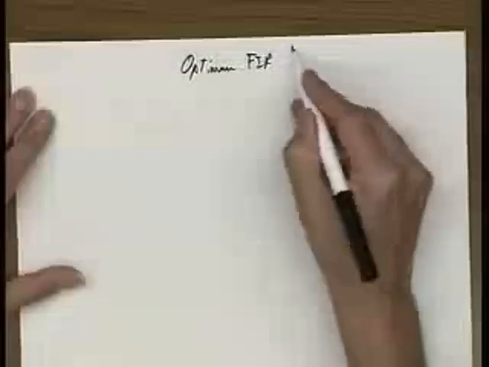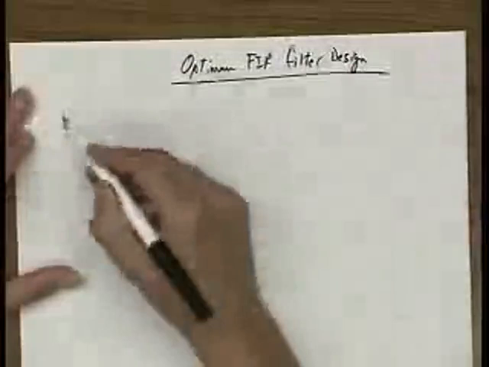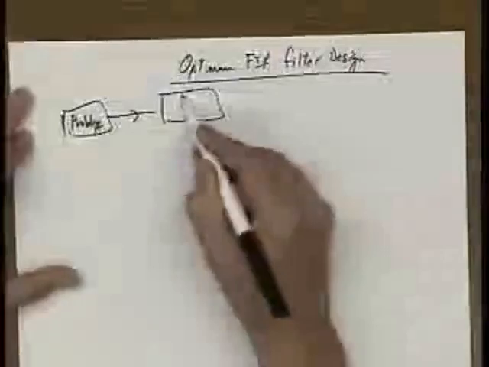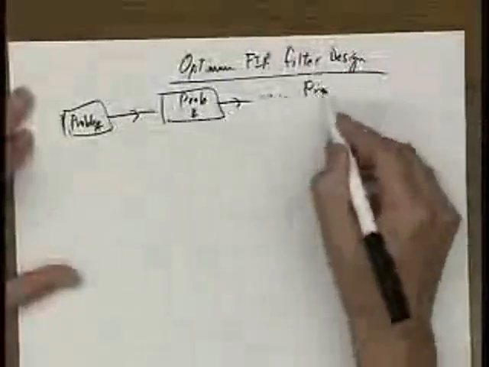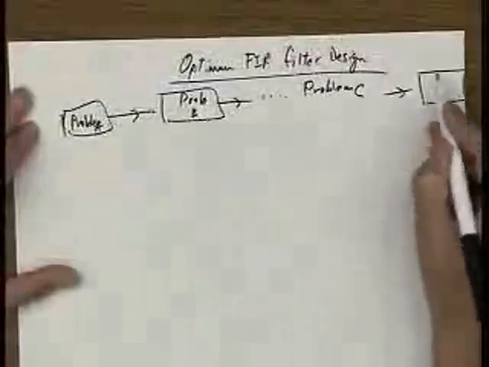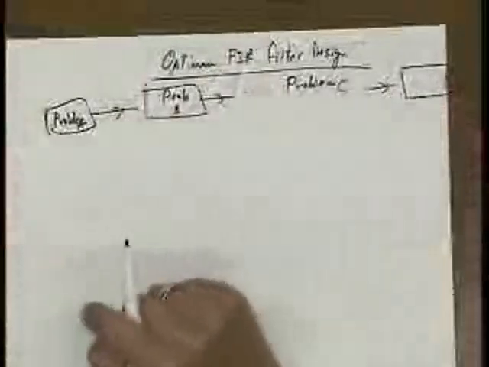So the topic of discussion is optimum FIR filter design, and sort of the review from last time. We started with problem A, and we reduced it to problem B. And today what we're going to do is talk about problem C. And then finally we're going to show you how to solve problem C. And then once you solve problem C, you go backwards and you've got the main problem done.